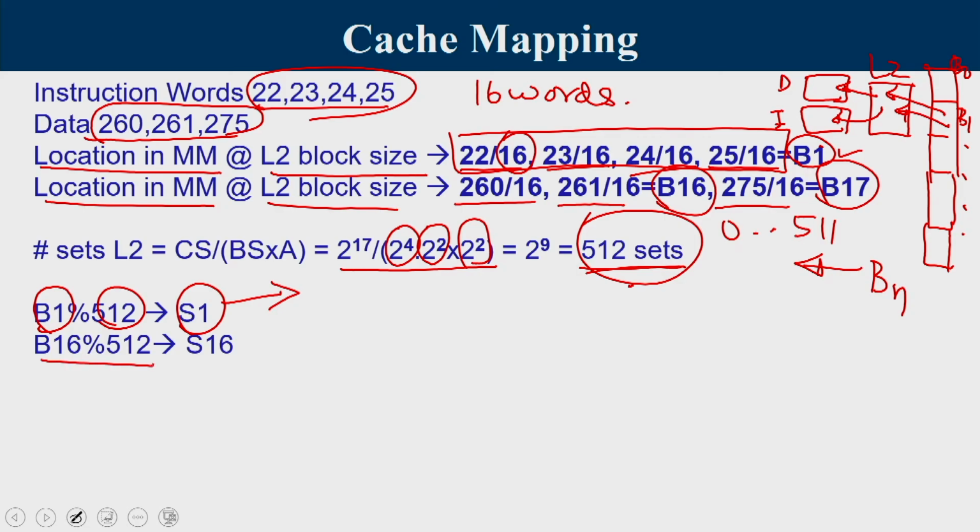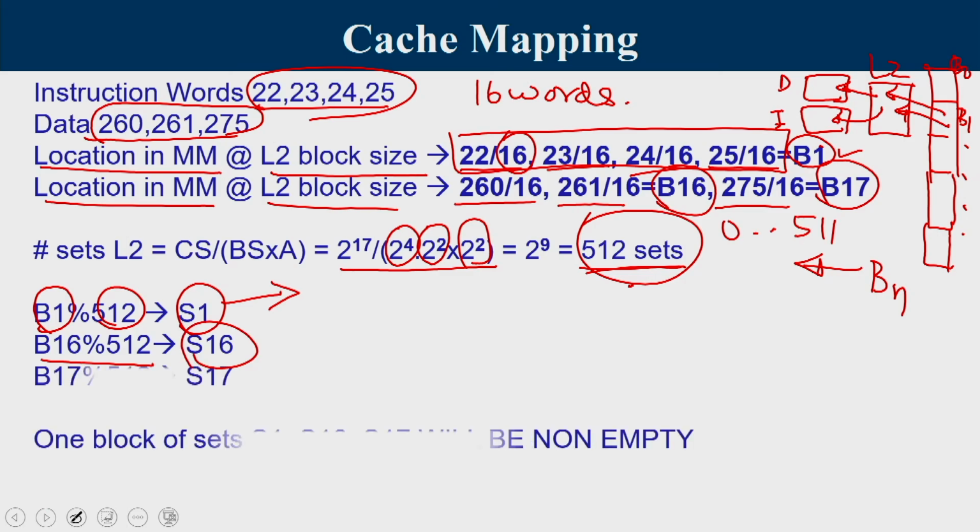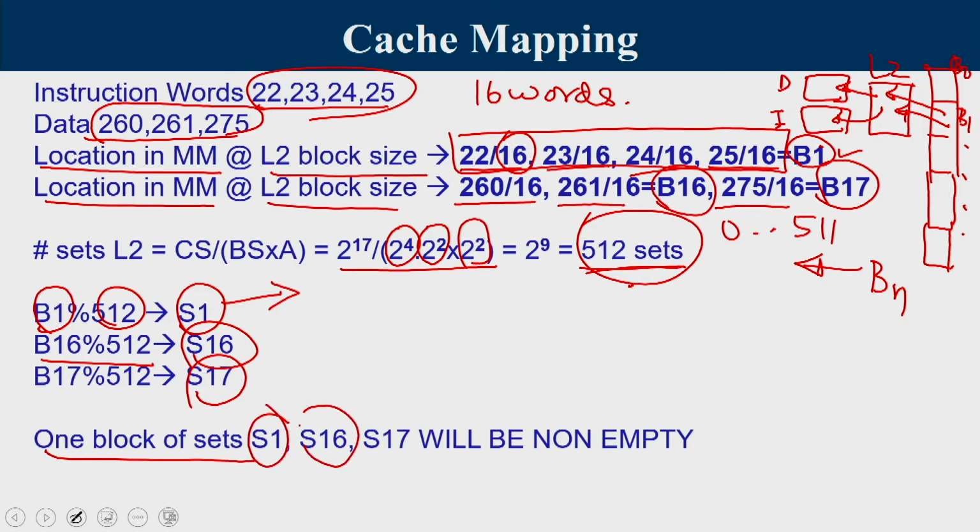B16 mod 512 gives set 16, and B17 mod 512 gives set 17. So one block of set number 1 will carry the instructions, one block of set number 16 will carry words 260 and 261, and one block of set number 17 will carry word 275. So set 1, set 16 and set 17 will be non-empty in L2.